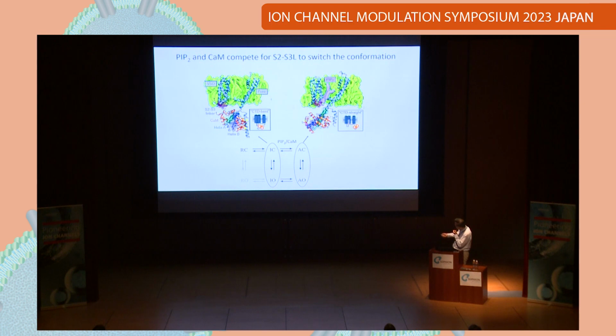So all these data can be summarized with a model that the channel, during activation, will transition from resting state to I state to A state, and then the PIP2 is going to bind during this step that is triggered by the voltage sensor movement from the I to A. But at this binding, the PIP2 is going to compete with calmodulin to turn this bend conformation into the straight conformation, thereby changing the conformation from the I state to the A state.